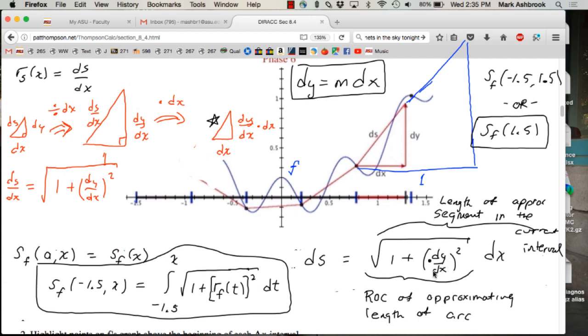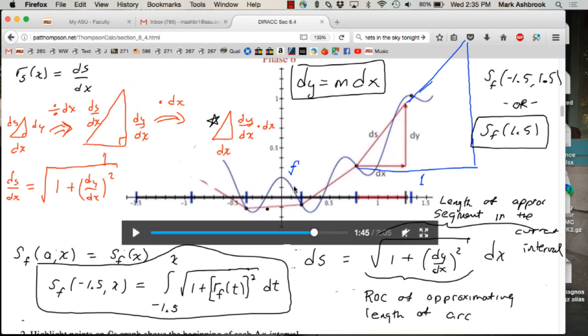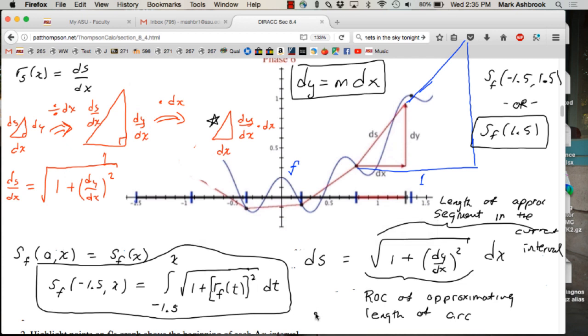Right. So dy dx is just the rate of change of y with respect to x. That's our derivative of this function. So we have lots of notations, ways to say that, right? F prime of t, df dt, r sub f of t are all the derivative of the function. dy dx is another one. All mean the same thing.